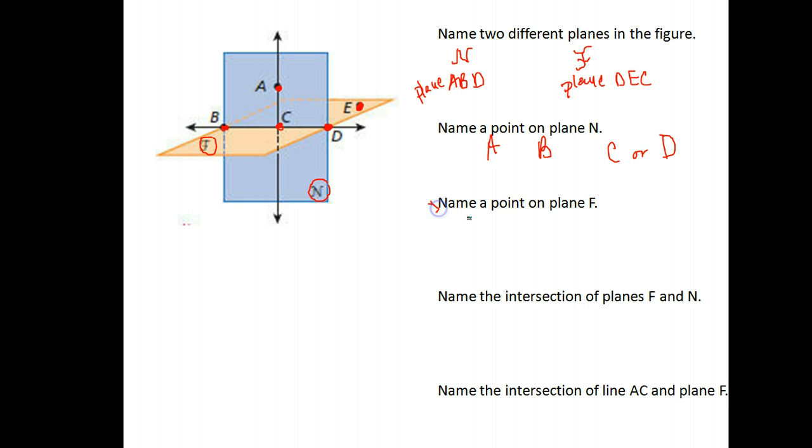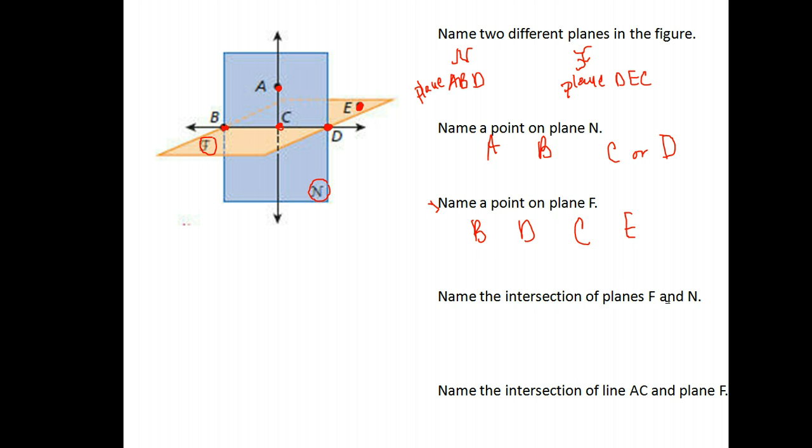Right, next, name a point on plane F. So here's F. F is our orange plane, and it takes a while to get used to visualizing these three-dimensional things. Okay, what points are on plane F? B is, C is, D is, and E is. So you could name B, D, C, or E, any of those.